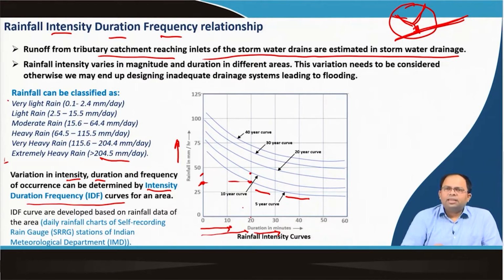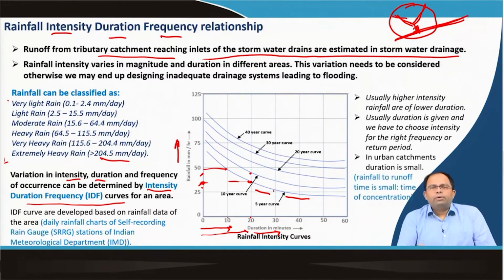The other relationship is, lesser the duration, higher is the intensity. We can see that for 10 minutes the intensity is 50, whereas for 20 it is 35, and for 30 it is somewhere around 26 or 27. So, similarly it goes down when the duration increases.